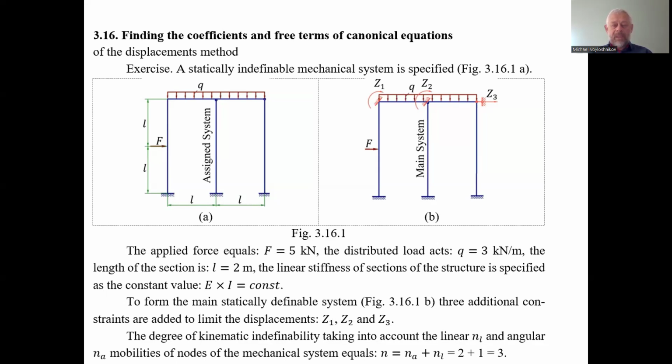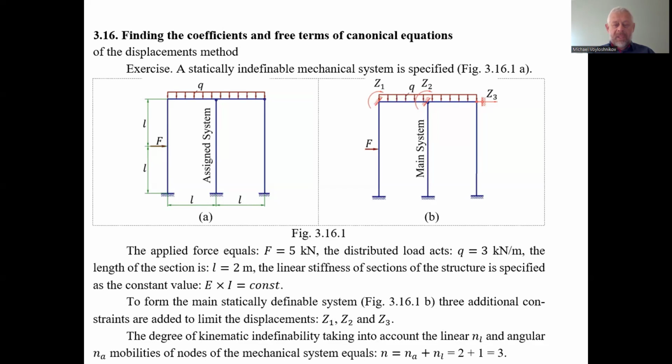An extra support could be a sliding embedding, or an extra rod connection to limit the displacement of the mechanical system. With those we will be able to draw up the canonical equations of the displacement method and to find the displacement of these points. So the question arises, what is the degree of the kinematic indeterminacy of the mechanical system?